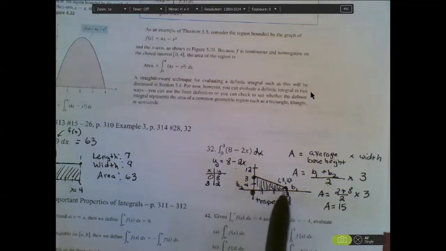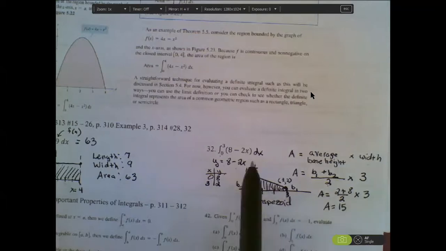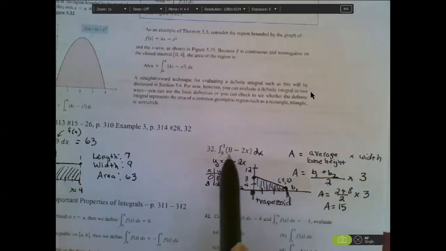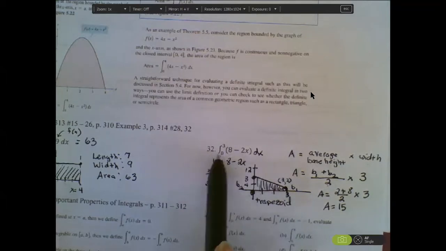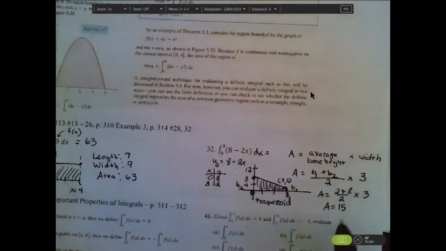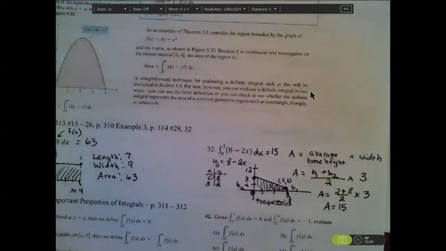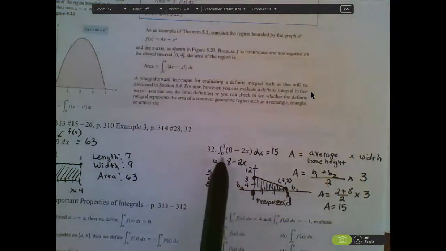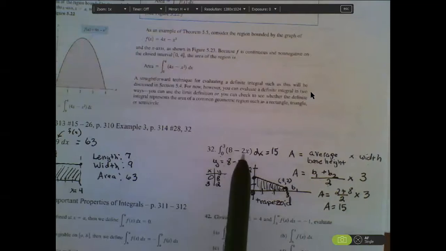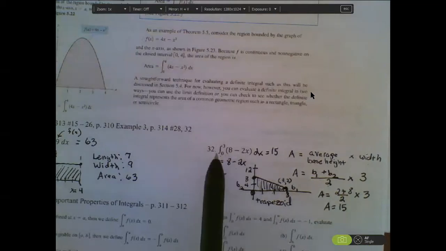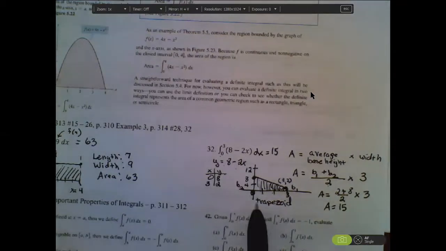And because that function is continuous and non-negative from 0 to 3, then that's what the value of this definite integral represents. This definite integral would be that area of 15 units. And again, the only reason that we were able to evaluate that definite integral is because when we graphed the function from 0 to 3, it turned out to be a shape that we had a geometric formula for.